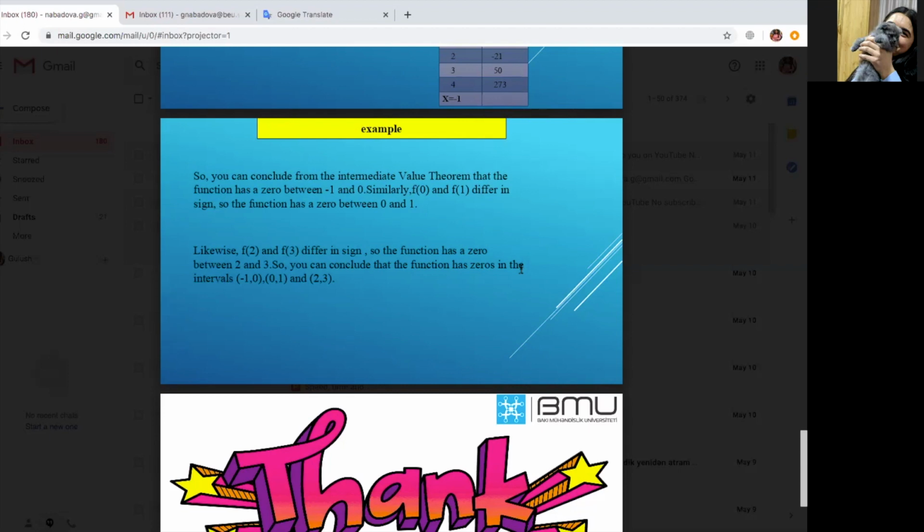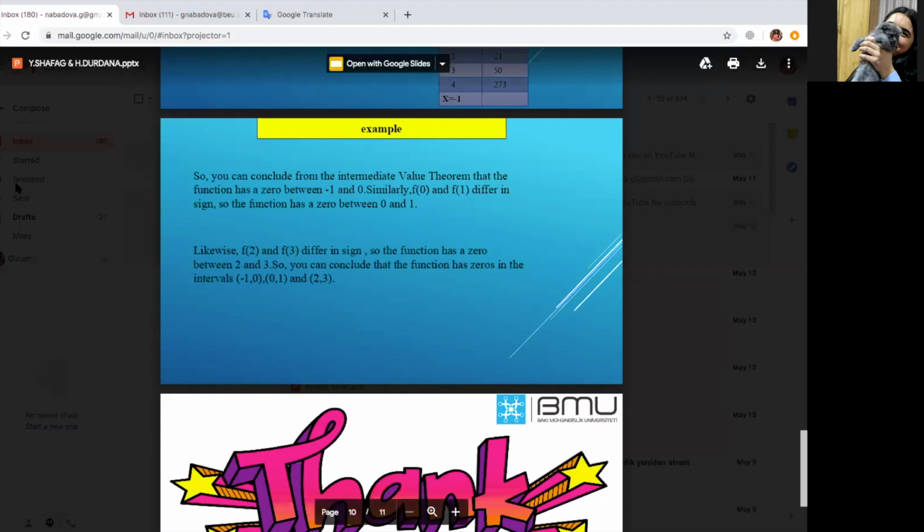So you can conclude from the intermediate value theorem that the function has a zero between -1 and 0. Similarly, f(0) and f(1) differ in sign, so the function has a zero between 0 and 1. Likewise, f(2) and f(3) differ in sign, so the function has a zero between 2 and 3. So the function has zeros in the intervals [-1, 0], [0, 1], and [2, 3]. Thank you.